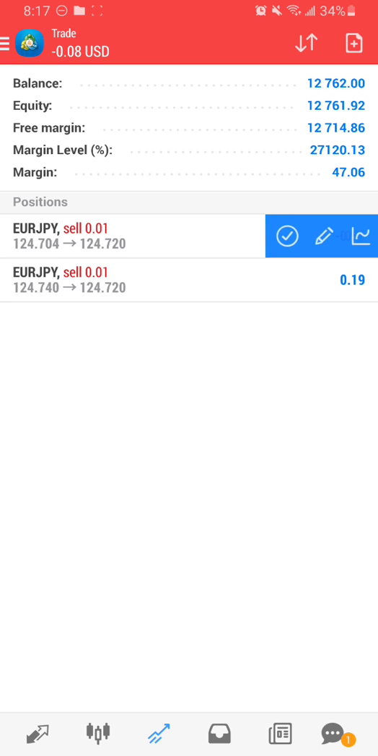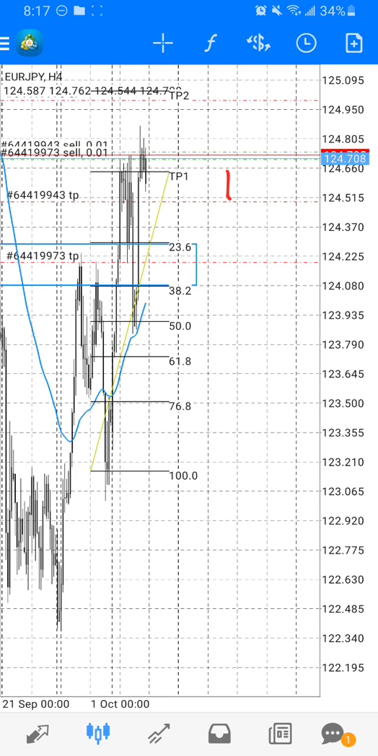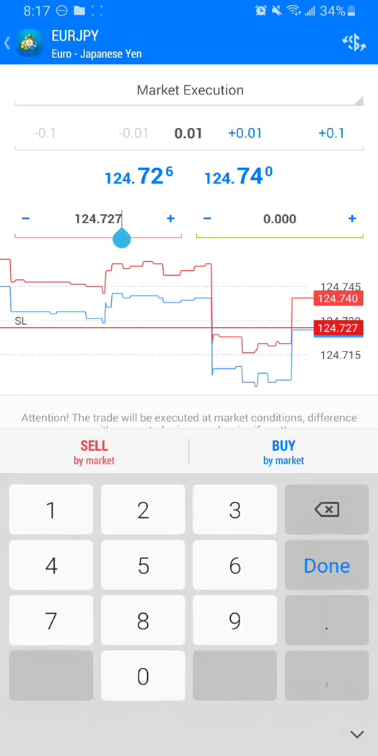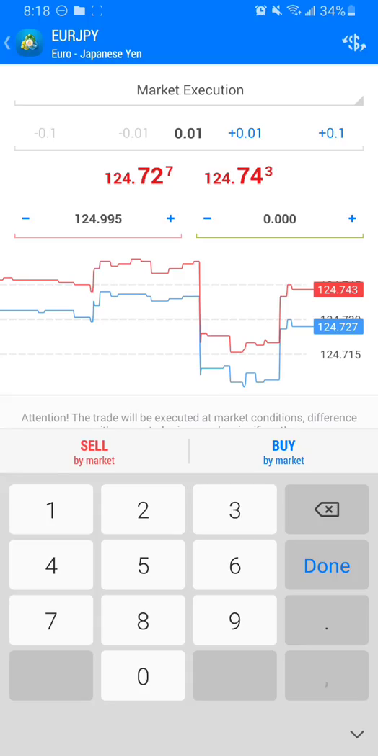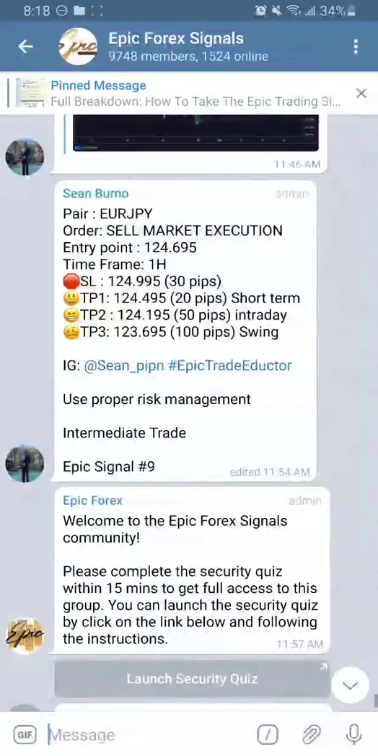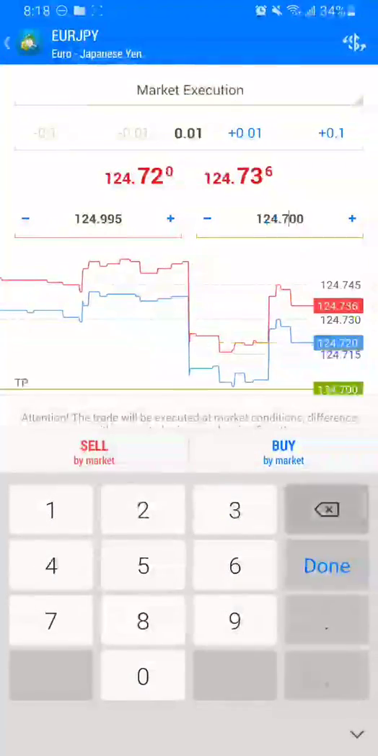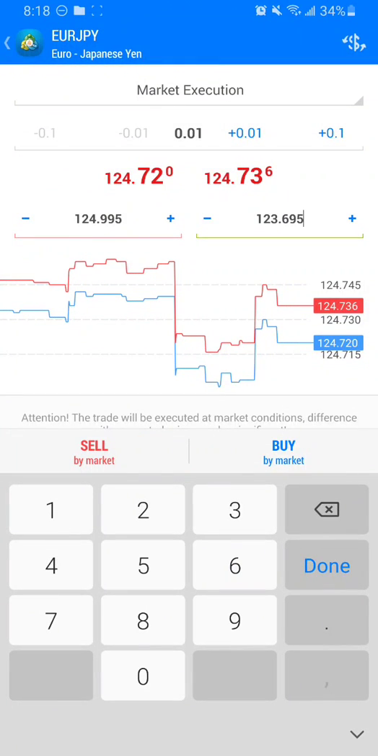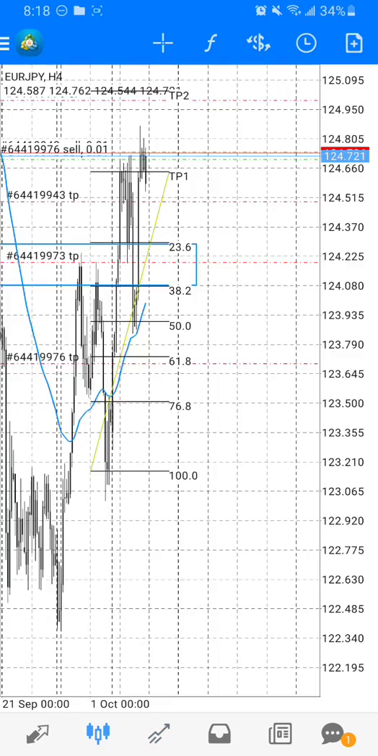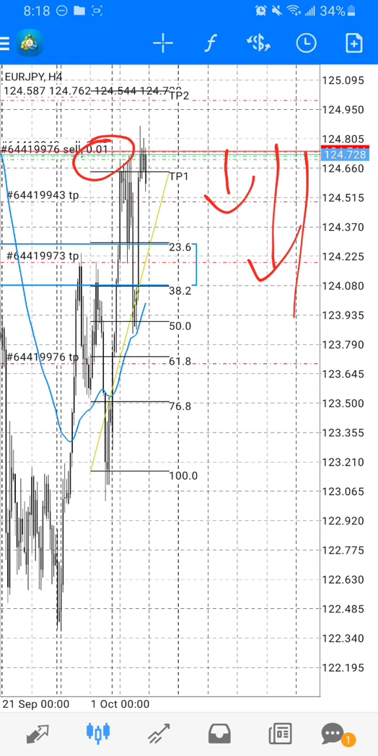Okay, now we have 2 positions, and on the chart it shows 2 take profit levels with 2 sell positions. Okay, and then we're gonna make another one, 124,995, still risking the same 30 pips, and then we're gonna use this number, 123,695. 123,695, and then sell again. Boom. Now we have 3 positions at kind of the same price that we entered at, going down to take profit 1, take profit 2, and take profit 3.